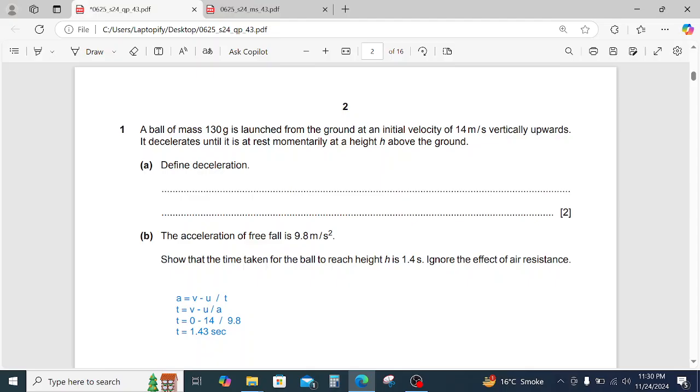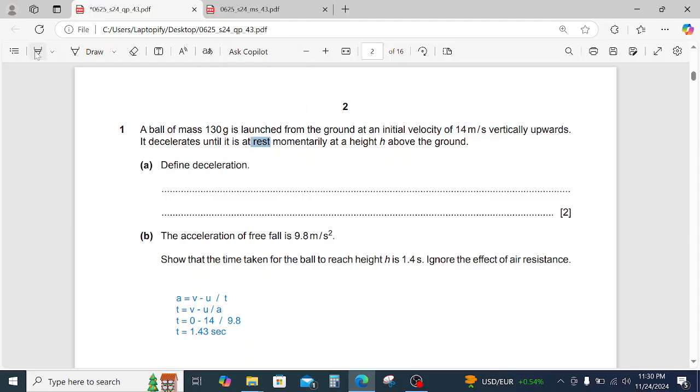A ball of mass 130 kg is launched from the ground at an initial velocity of 14 meters per second vertically upward. It decelerates until it is at rest momentarily at a height h above the ground. Define deceleration. It means you are launching a ball that has a mass of 130 kg in an upward direction with velocity 40 meters per second. When it reaches the highest point, it comes to rest.